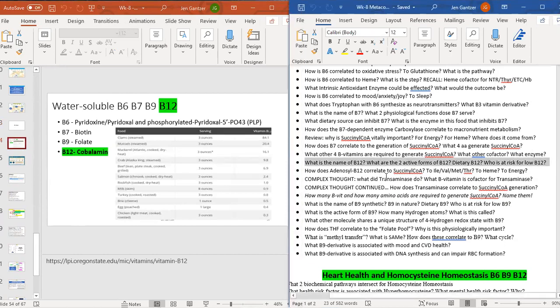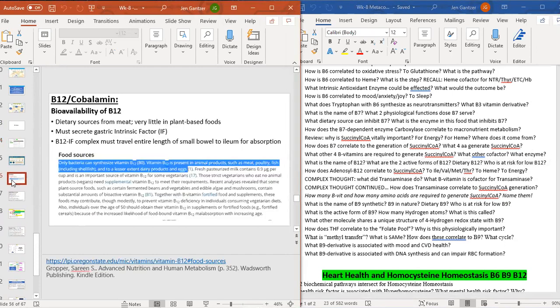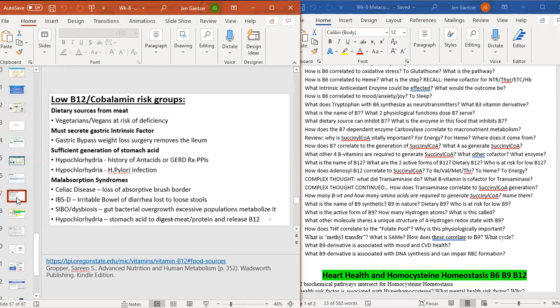B12. So first thing you have to know is B12 is cobalamin. There are 2 active forms. The 2 active forms in the body are going to be adenosyl and methyl. Adenosyl and methyl.